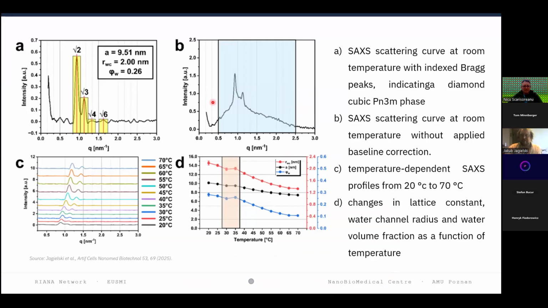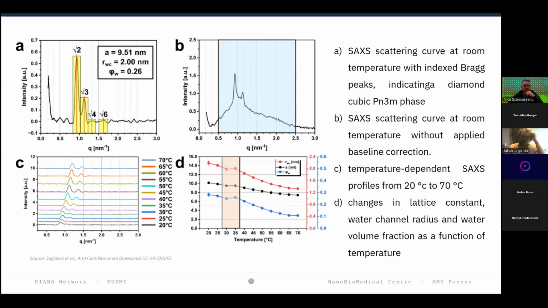So for the lamellar phases, the structure is simple. It's a stack of bilayers, and peaks fall at equally spaced Q values in ratios 1 to 2 to 3 to 4. For the inverted hexagonal phase, with the two-dimensional array of water cylinders, the characteristic ratios are 1 to square root of 3 to 2 to square root of 7, which reflects hexagonal lattice geometry.